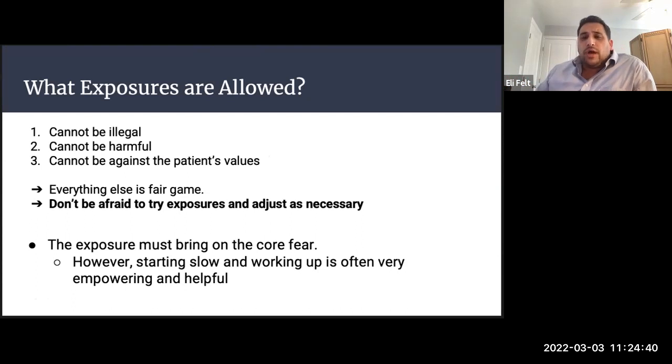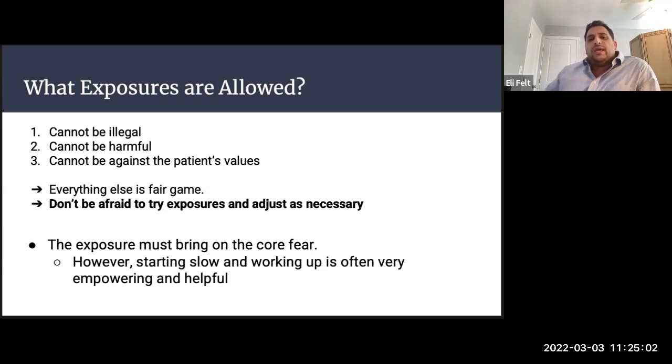And don't be afraid to try an exposure. If it doesn't really work, you tweak it and adjust as necessary. That's very important to get the ball rolling and have the patient start seeing some success. Even if it's not as powerful as you would have liked, but you're getting somewhere, then you're really doing something powerful and they're empowered to continue. And then you can also just move along and adapt as you go, which is very helpful.